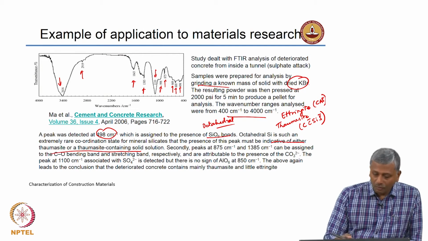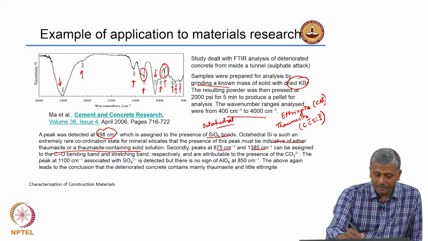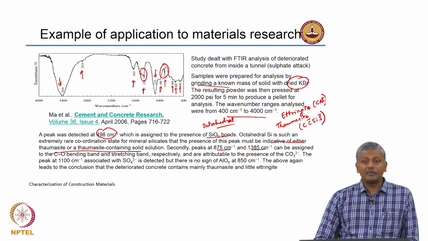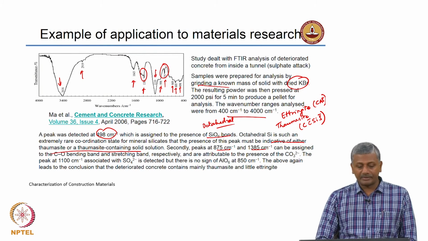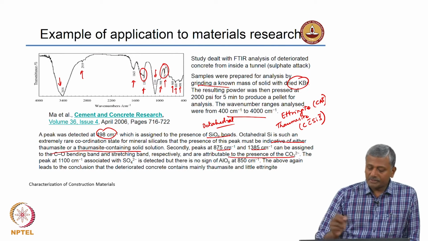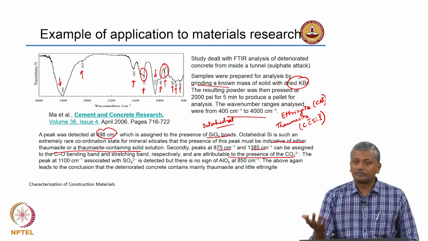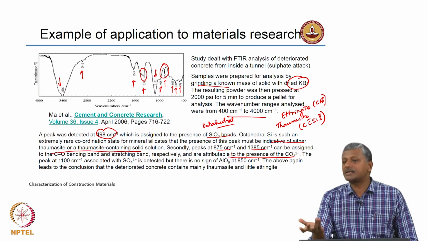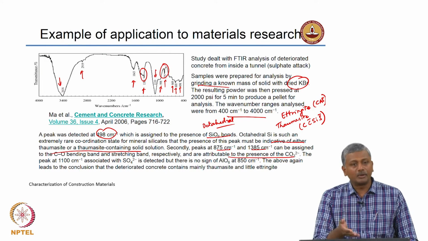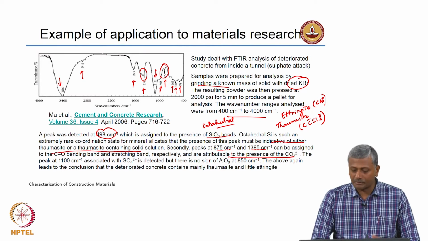Now, again for reconfirmation, peaks at 875 and 1385 can be assigned to the carbon-oxygen bending band and stretching band. At 875 you have carbon-oxygen bending happening, and at 1385 you have stretching of the carbon-oxygen bond. These are attributable to the presence of carbonate. So, we know now that there is some carbonate present in your system. If you have a system which has calcite formation or calcium carbonate formation in it, you will obviously get some carbonate signals also in the Fourier transform spectrograph.